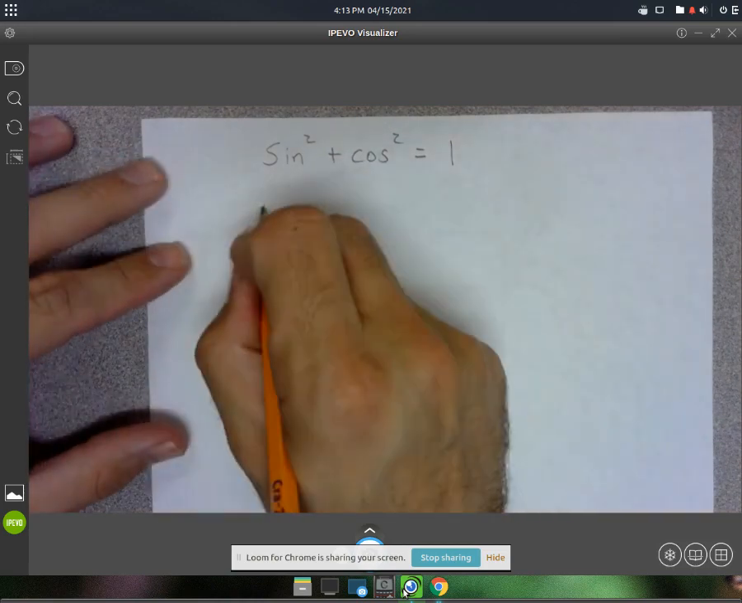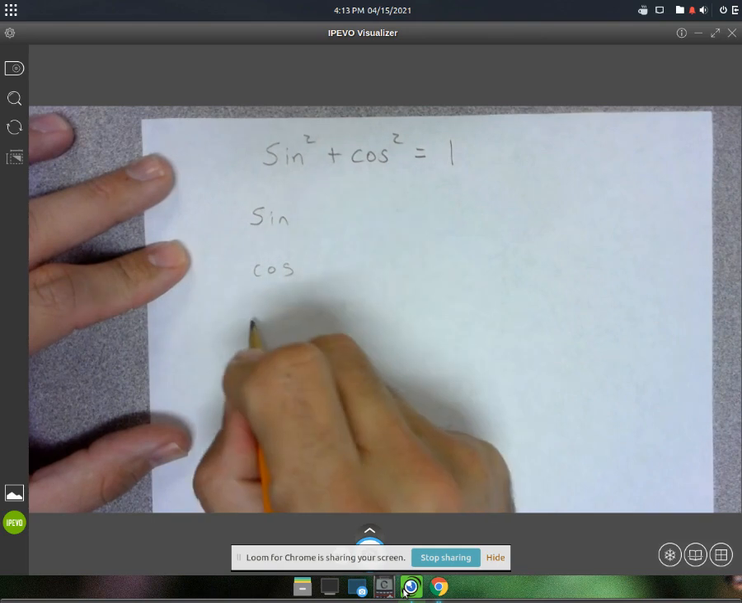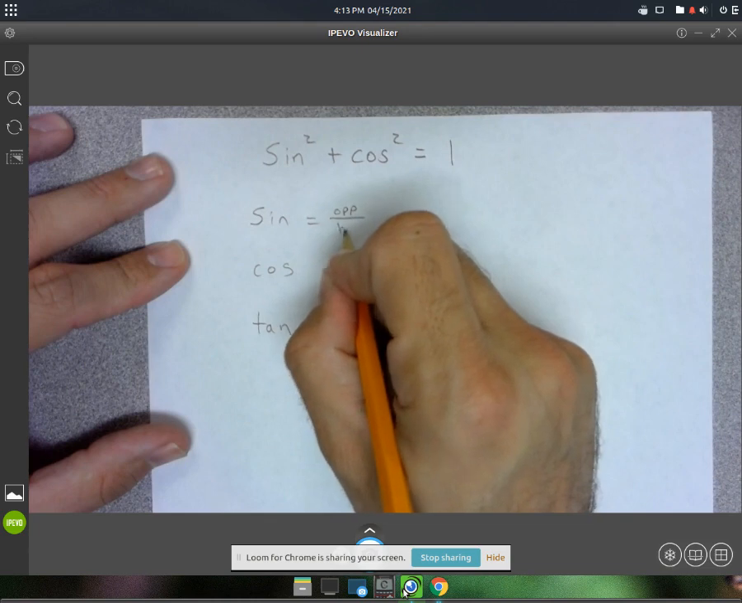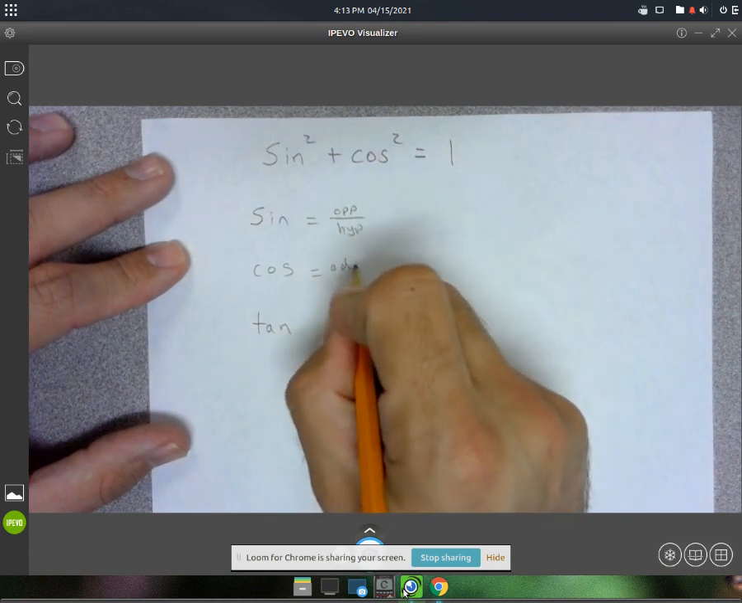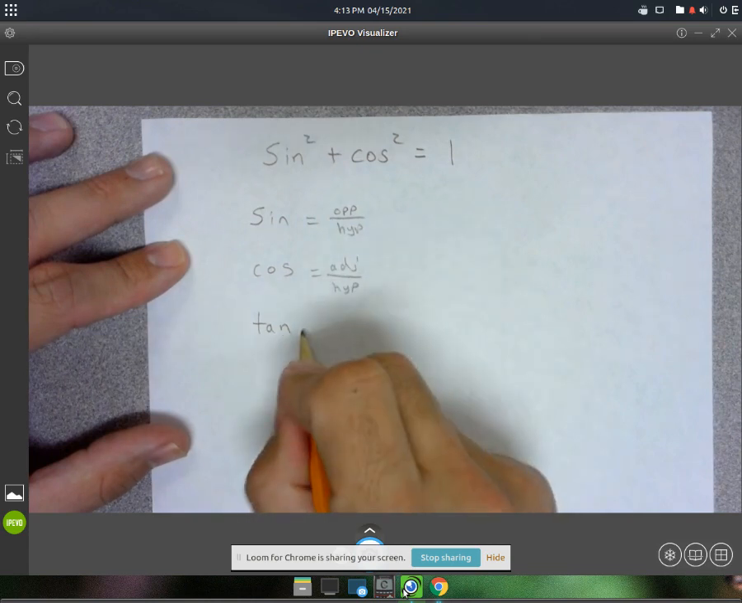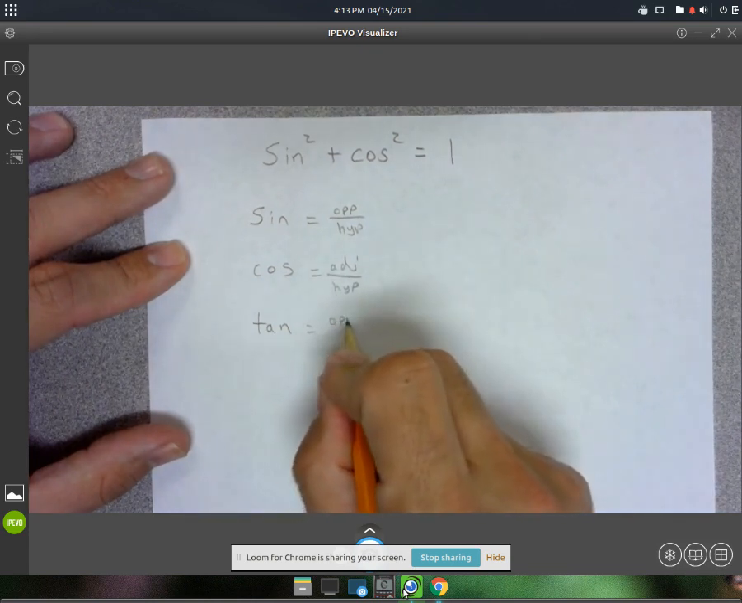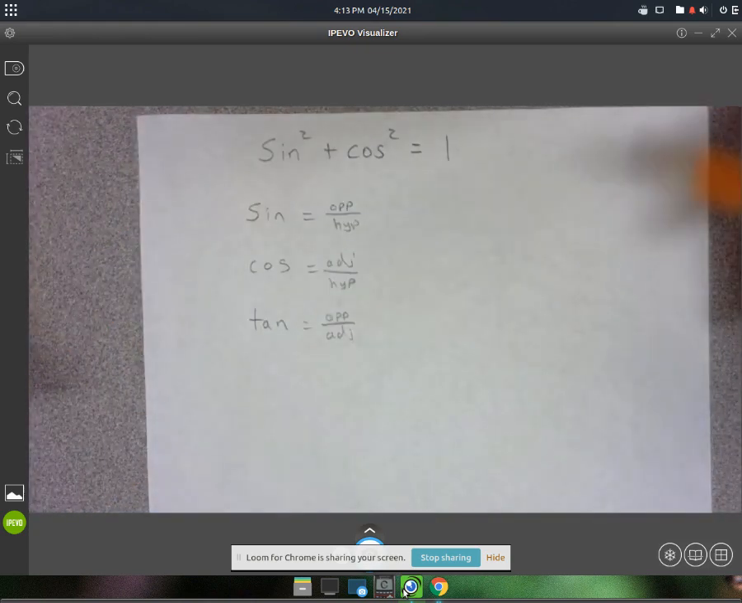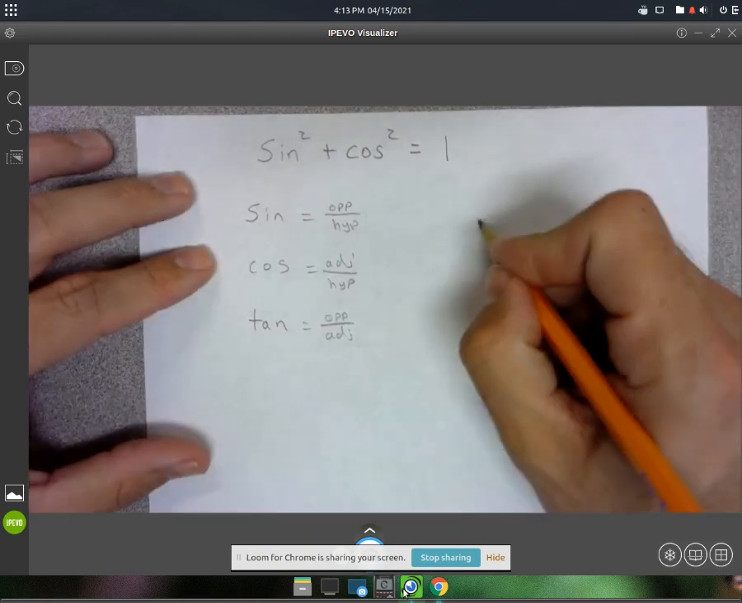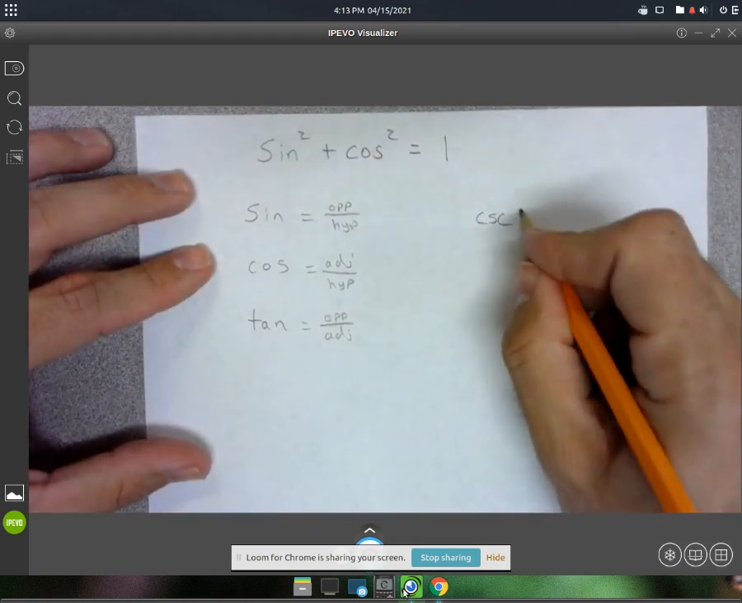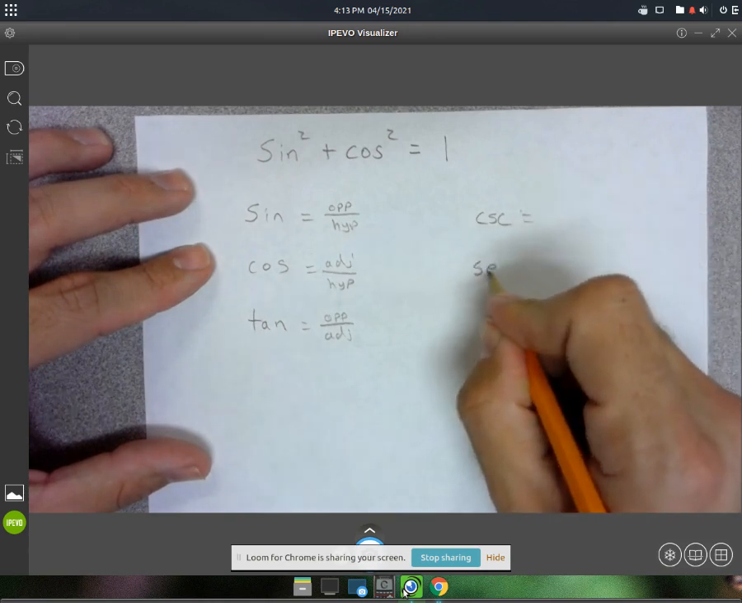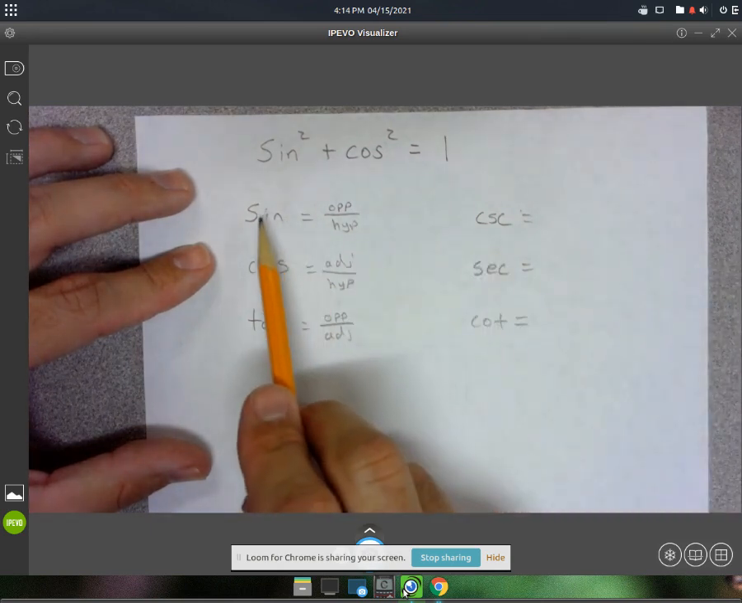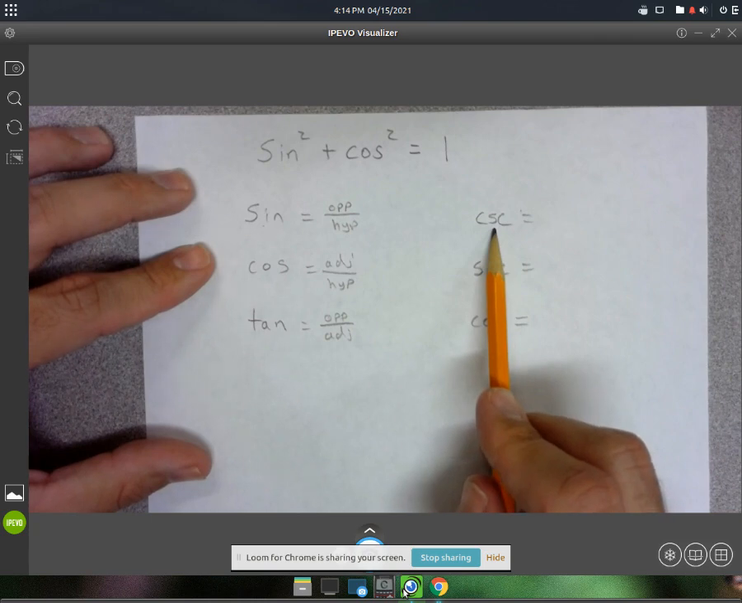So you got sine, cosine, and tangent. These are the main ones. I don't know if they're going to ask about the other ones. Okay, and tangent's opposite over adjacent. The other ones are not so common, but they're called the reciprocal trig functions. And those are cosecant, secant, and cotangent.